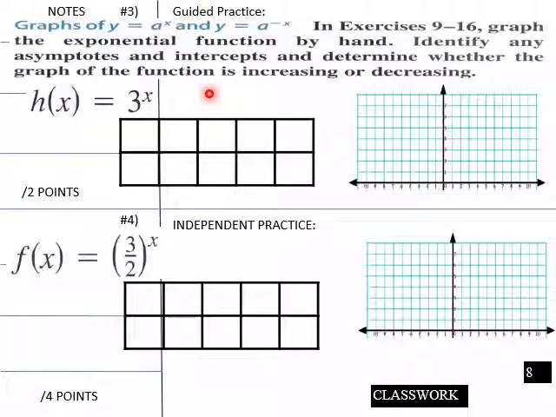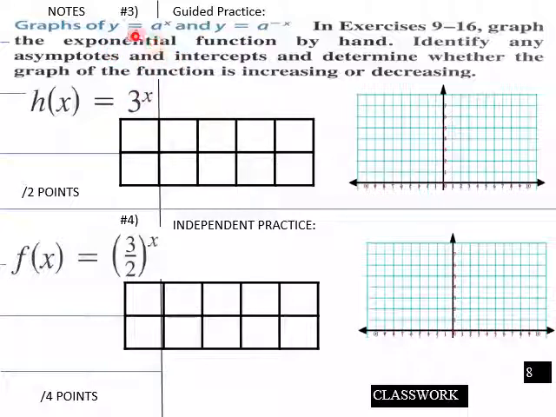Okay, to our next problem here. Graph the exponential function by hand. Here's your table here. Identify any asymptotes and intercepts, and determine whether the graph of the function is increasing or decreasing. So this is your independent practice down here. We're going to do this in our guided practice here. So a to the x, and y equals a to the negative x, we haven't gotten to that yet. So let's do this one here.